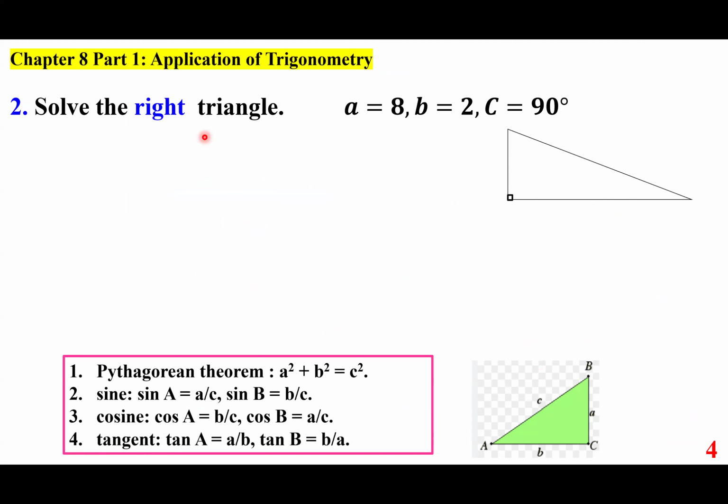We want to solve the right triangle. This is 90 degrees. And A is 8, B is 2, C is 90 degrees. Of course, it's clear that C is 90 degrees. So let's throw in A, B, C, D. A is 8, B is 2, C is 90 degrees. And so we can use Pythagorean theorem to find the missing side because two sides are given.